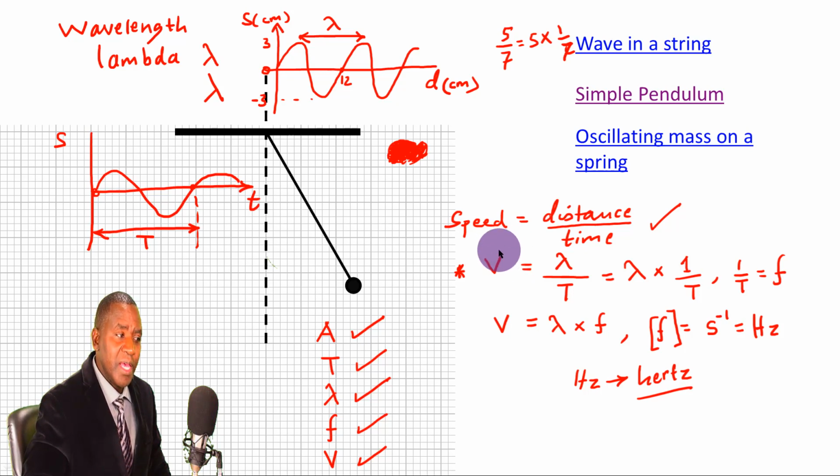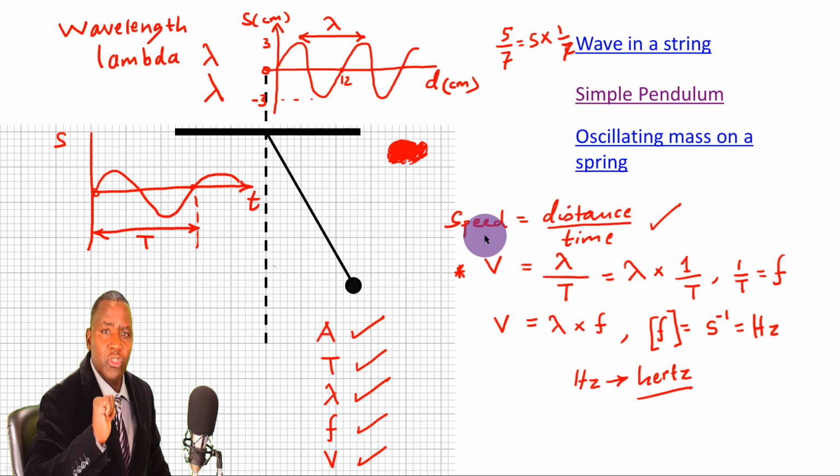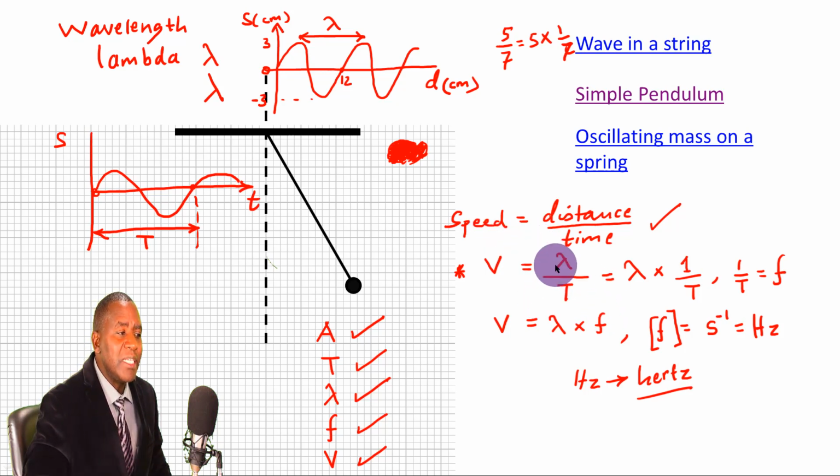So V is the symbol that is used for speed, whether you're talking about speed or velocity. Of course, there is a difference between speed and velocity. But at this particular moment, let's just talk about speed. And we just mentioned that its symbol is V. So we consider a complete oscillation. And in a complete oscillation, the distance covered is wavelength, while the time is periodic time.